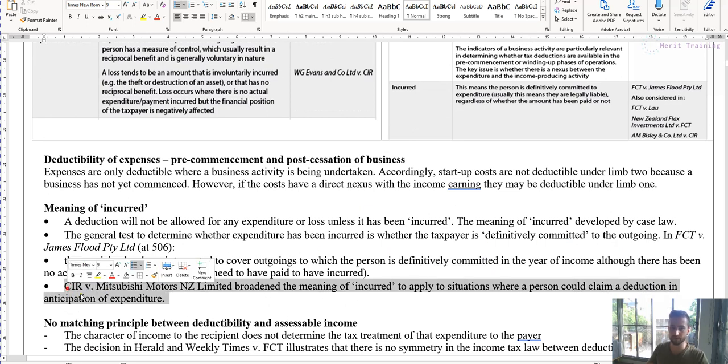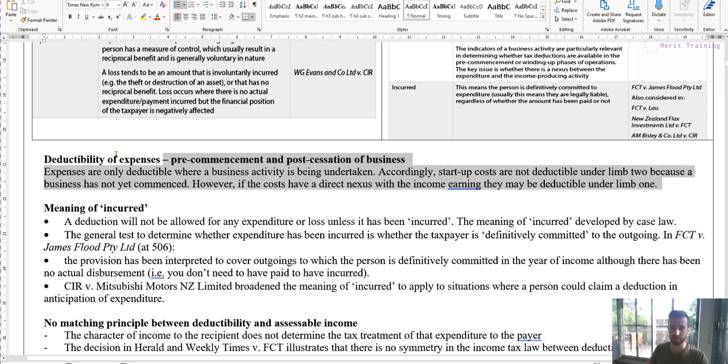But this case law also broadened that to mean a situation where a person can claim a deduction in anticipation of expenditure. So this feeds into the first point in terms of pre-commencement and post-cessation. Yes, you can't claim a deduction for startup costs because there needs to be a nexus to income earning. But if you are anticipating earnings, you could claim it, right? And similar to deductions, if you are anticipating expenditure, you could claim a deduction for it.